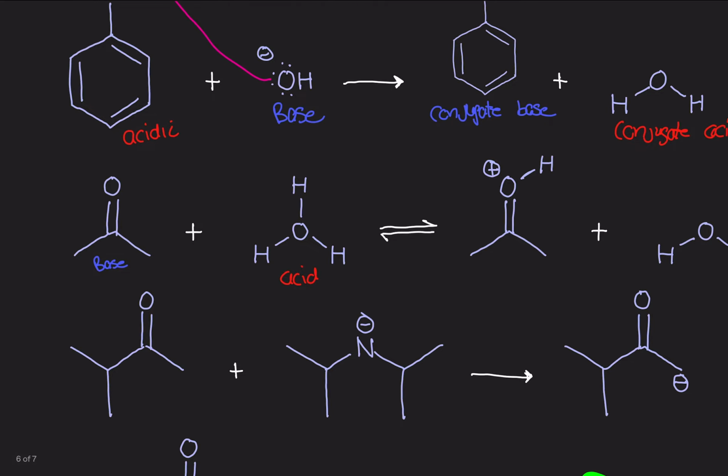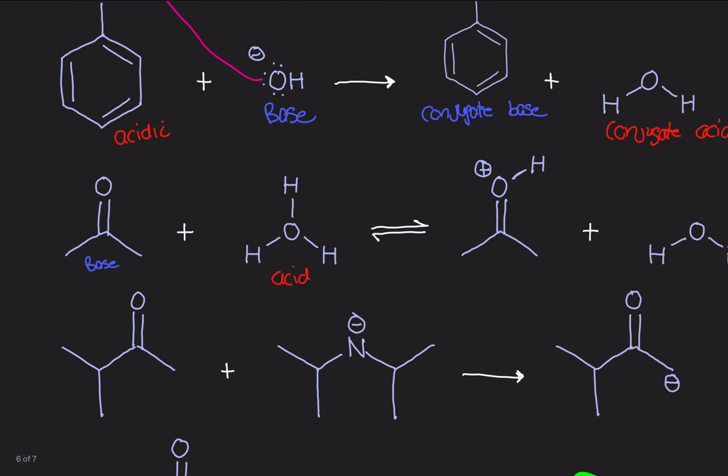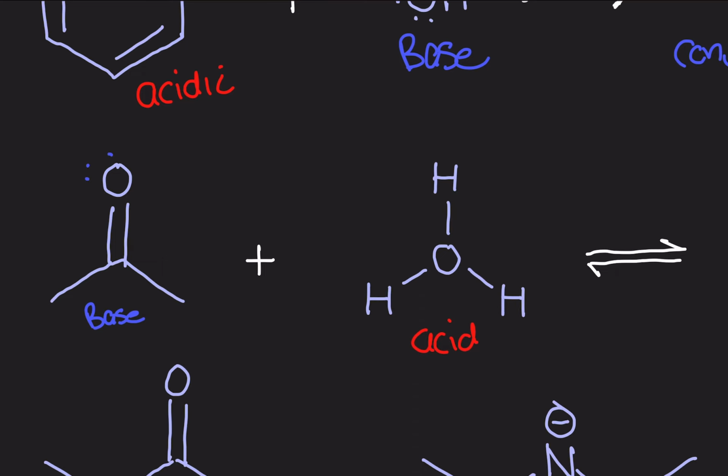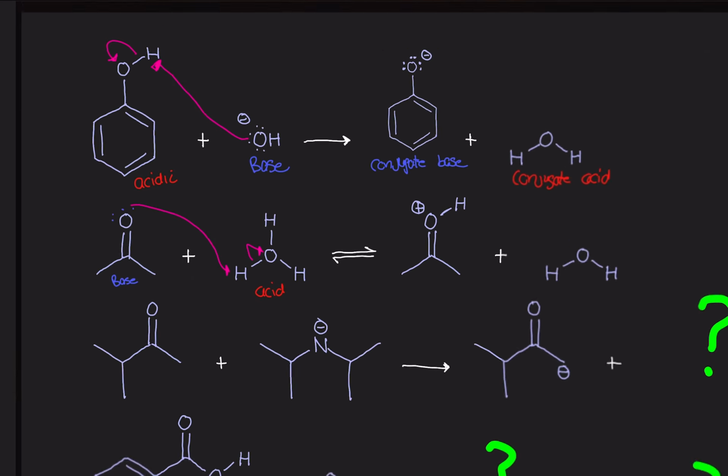Okay, so let's draw the mechanism. The base attacks the acid. Now we can attack any of the hydrogens you want. It does not matter. So attack the proton, and the bond breaks, and it goes to the oxygen. And that's the mechanism.